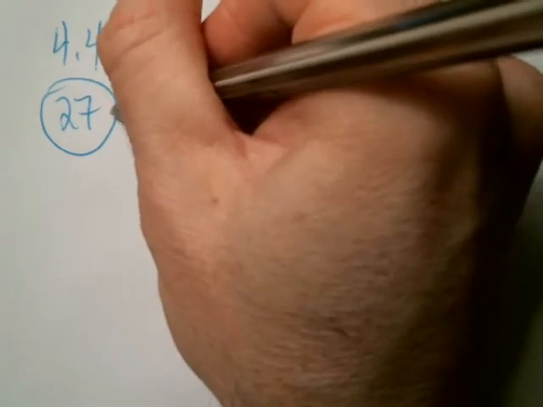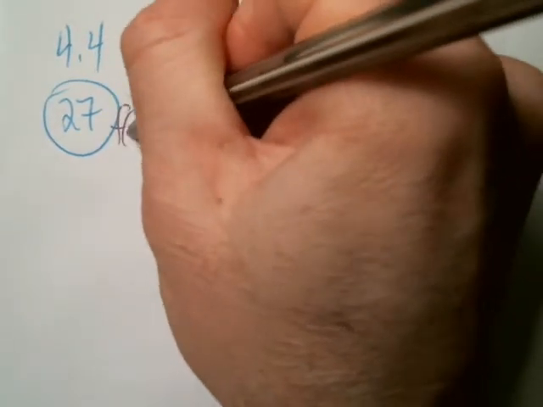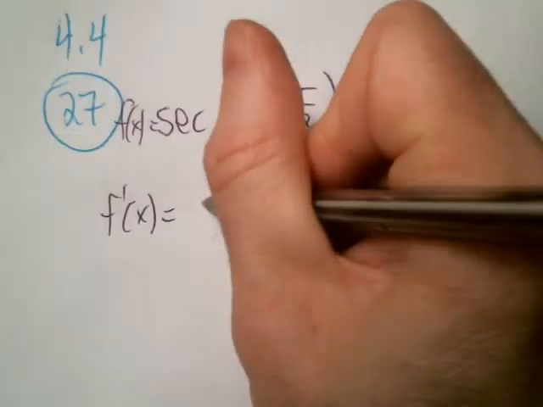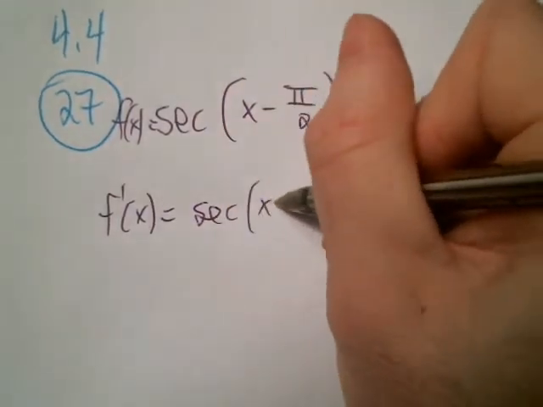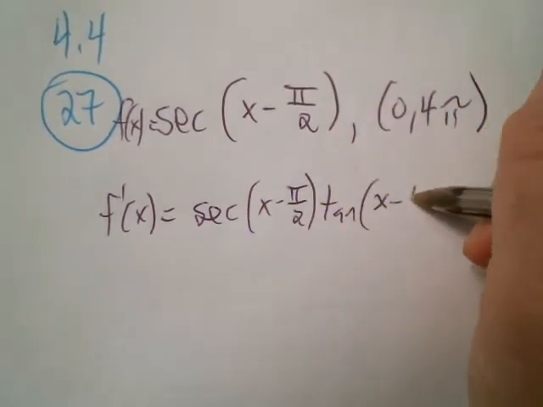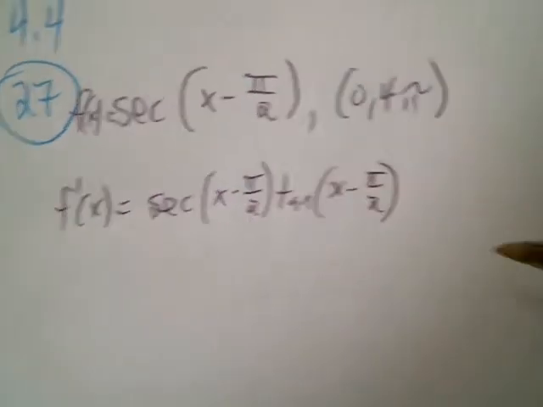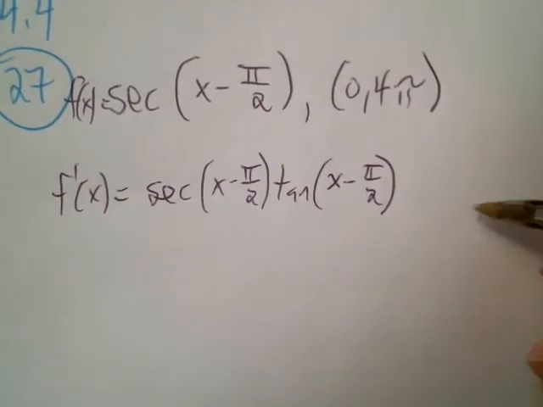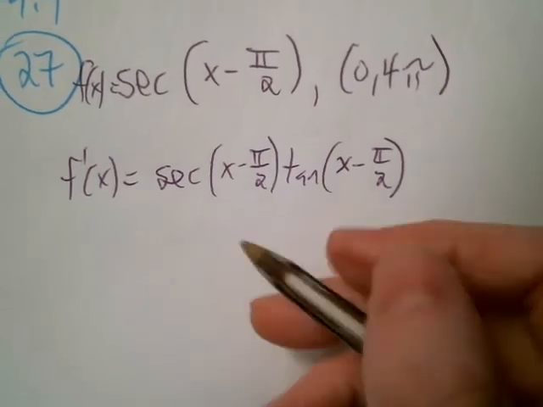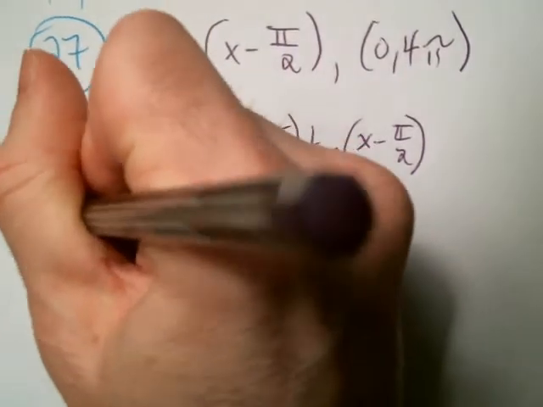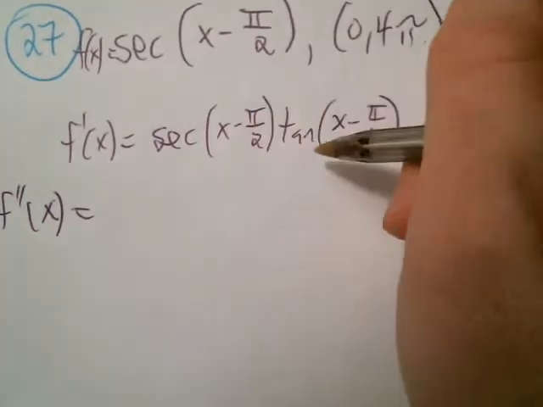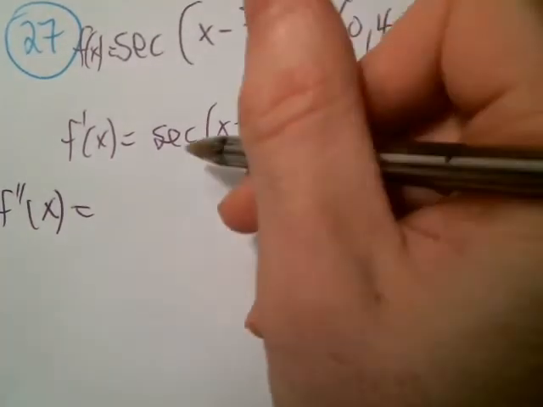Right, so we need the second derivative. So f prime of x is secant of x minus pi over 2 times tan of x minus pi over 2, and then times the derivative of the x minus pi over 2, which is just 1. So the chain rule says it's pretty much that's what it is. For the second derivative, I'm going to have to do a product rule, which I don't want to do, but oh well. So what do we got?